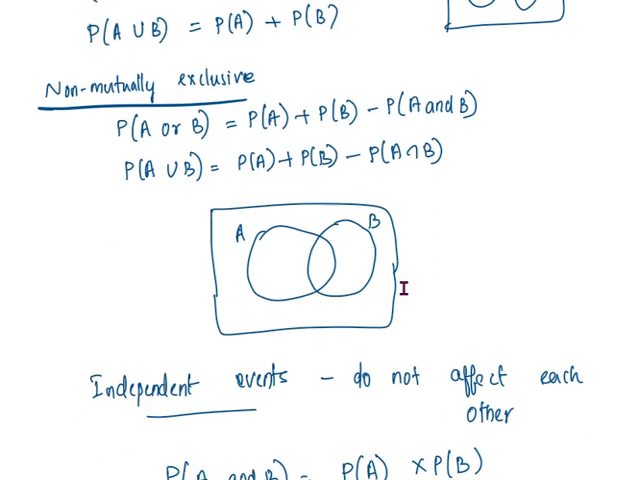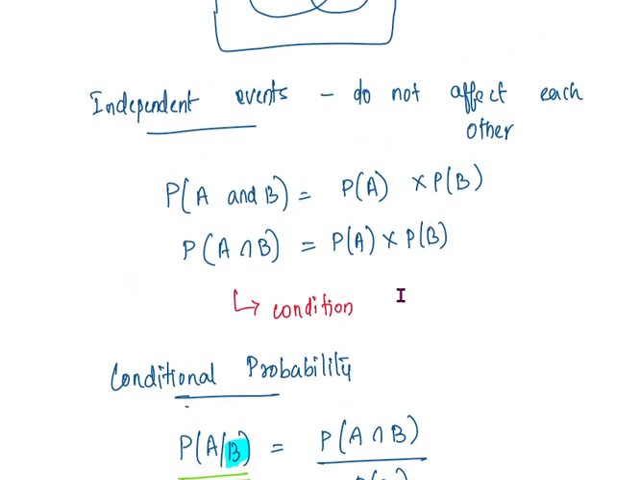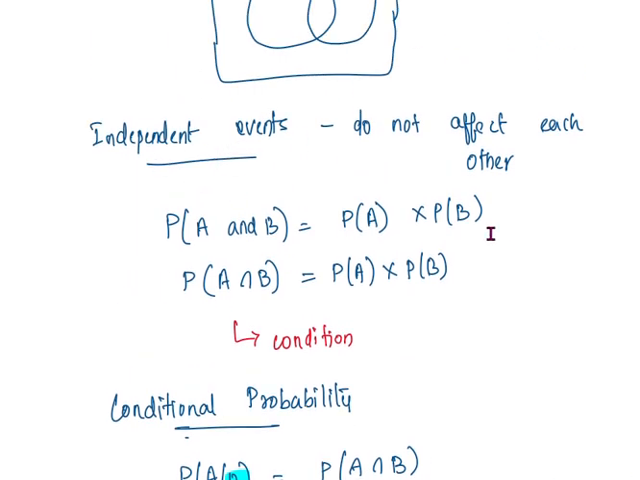Okay, and now after this, the next one which you need to remember is independent events. For independent events, they do not affect each other. The occurrence of one event will not affect the occurrence of the other. So in this case, it is P of A and B. Remember, in the previous one, it was P of A or B. So here it is P of A and B, and that is equal to P of A times P of B. Again, in set notation, you can say that P of A intersection B is equal to P of A times P of B.